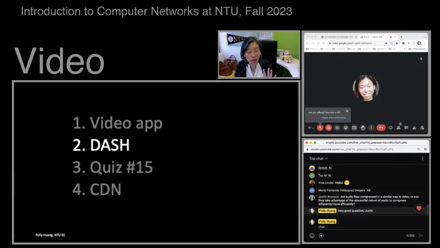And before we go to quiz 15, let me answer Justin's question here. We talked about how video is encoded. What about audio? Do you use the nature of the audio signal being a sine wave? Yes, we do. We actually do both. We do frequency decomposition of the audio and then remove the components that are not audible to human beings, because these audio files usually serve the purpose of human listeners.